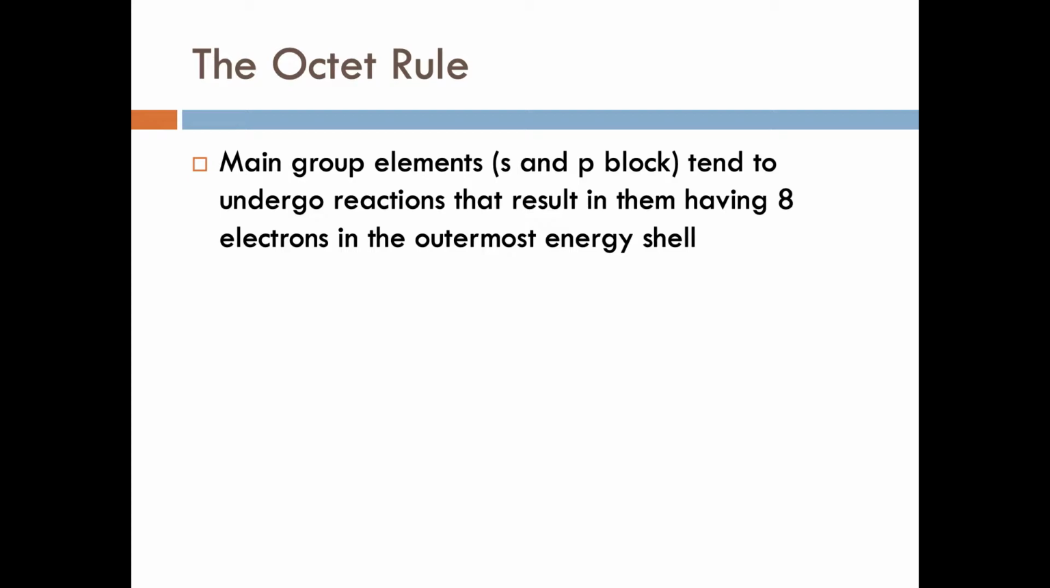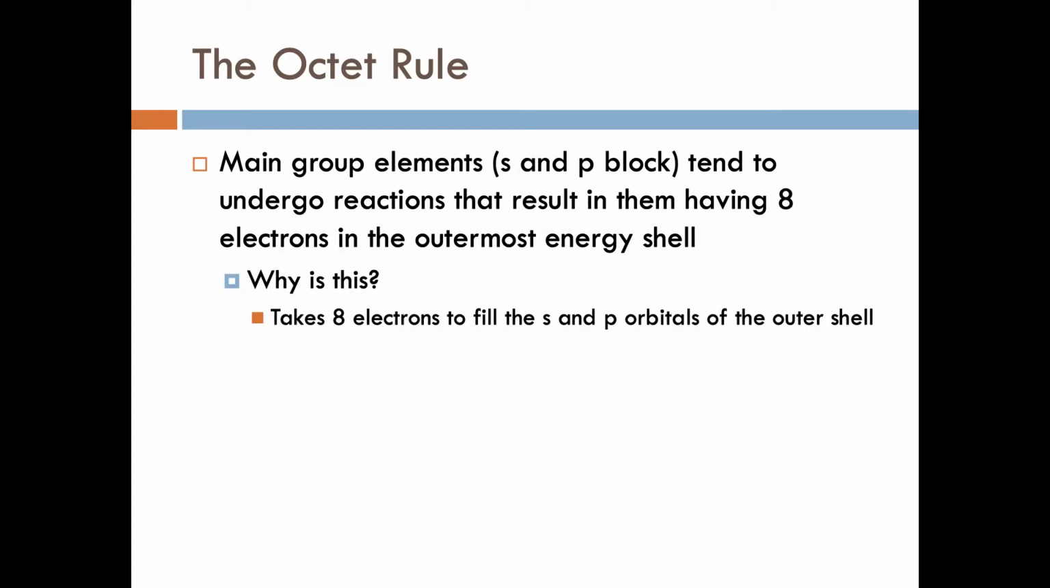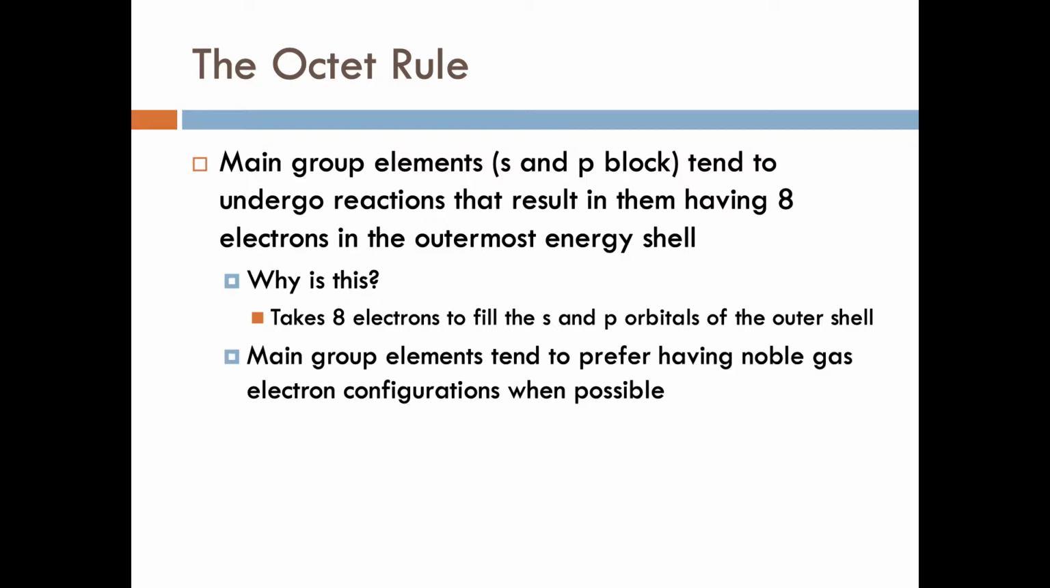And remember we said filling orbital sets usually is really stable. That's what this octet rule is mainly based off of. It takes 8 electrons to fill that s and p orbital shell. So almost all main group elements, whether they're metals or nonmetals, prefer to have noble gas electron configurations that result in their s and p orbital shells being full. Most nonmetals prefer to do that by gaining electrons to become like a noble gas. But for a lot of metals, especially group 1 and 2 metals, it's easier to lose electrons and become like a noble gas.